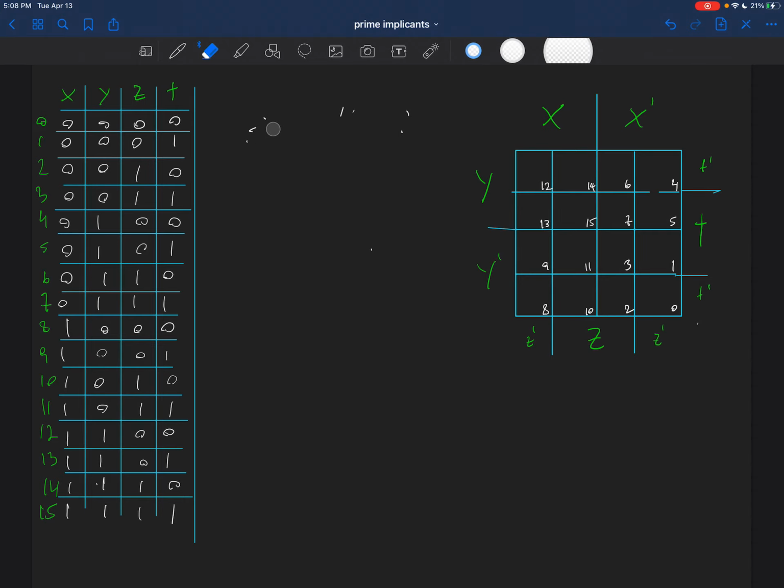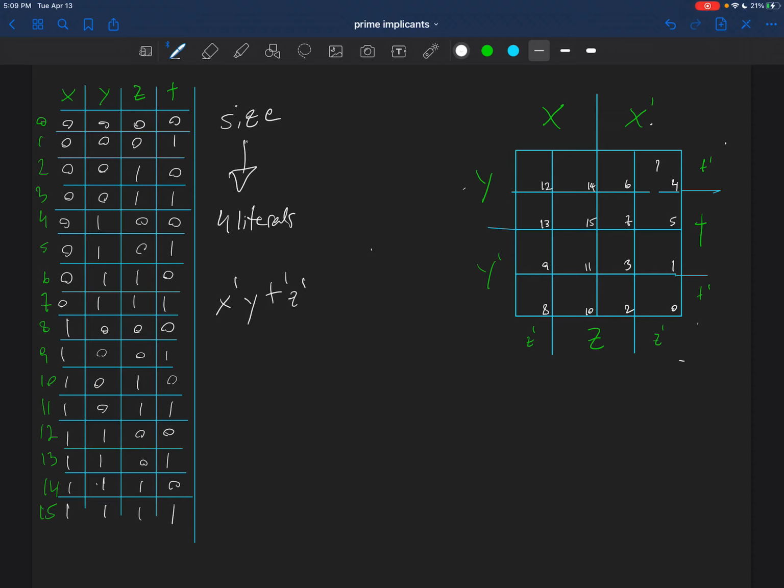Well, what if it's size 2? Or what if it's size 1? Well, if it's just size 1, you look at x prime, t prime, z prime, y. So you use all 4 literals. So if it's size 1, you express it with 4 literals. That example was x prime, y, t prime, z prime, out of order, but you get the idea of this one over here, right?